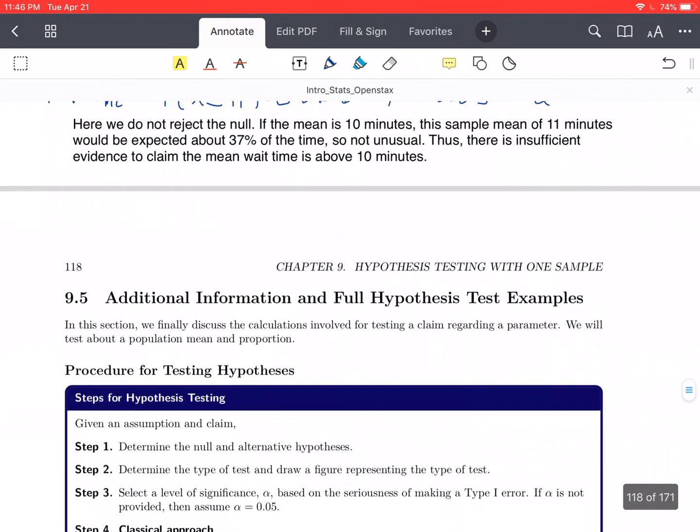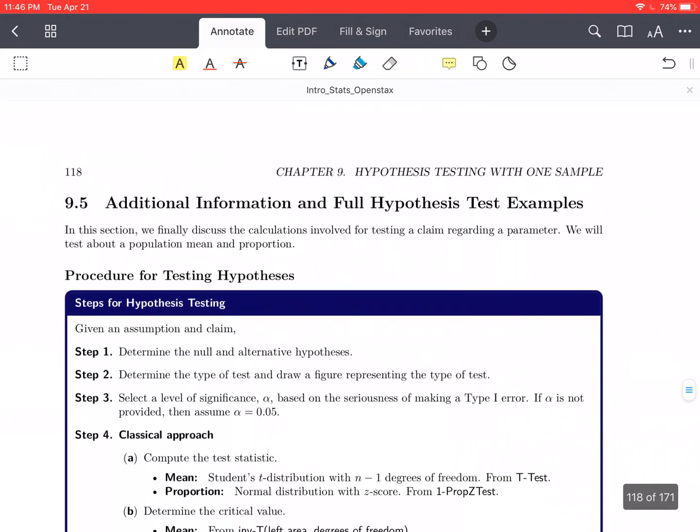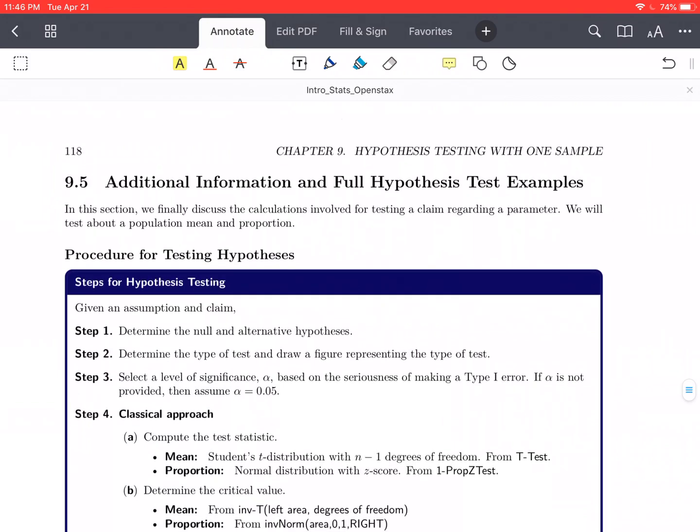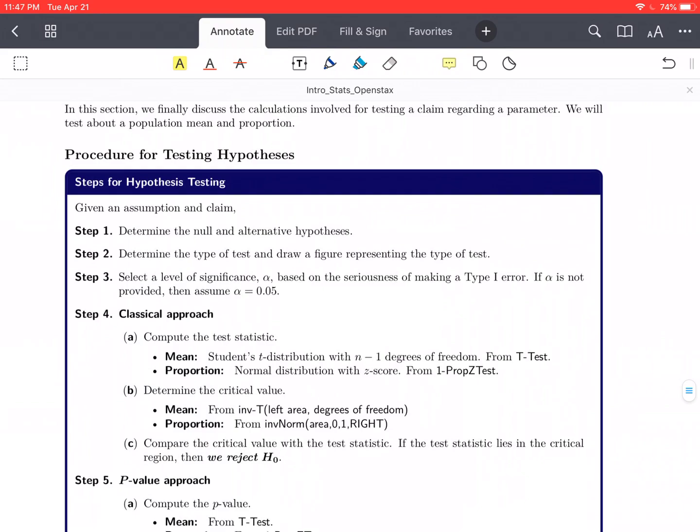All right, so let's go ahead and move into section 9.5. So on the first page here, we're just looking at a breakdown of all of our different ways of conducting hypothesis tests, and we're going to do several examples here. So, our procedure is as follows. First step, of course, is determine those null and alternative hypotheses.